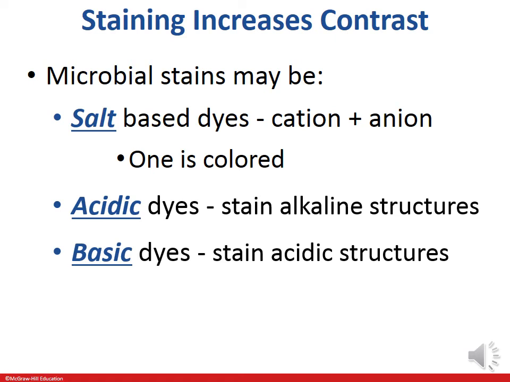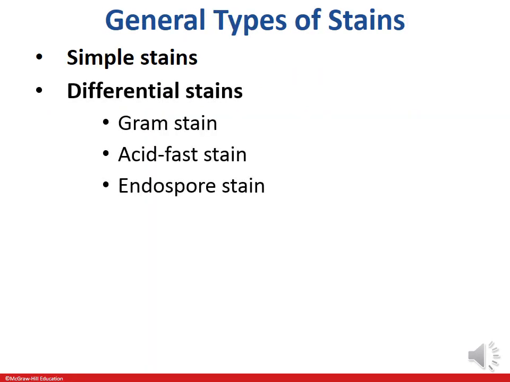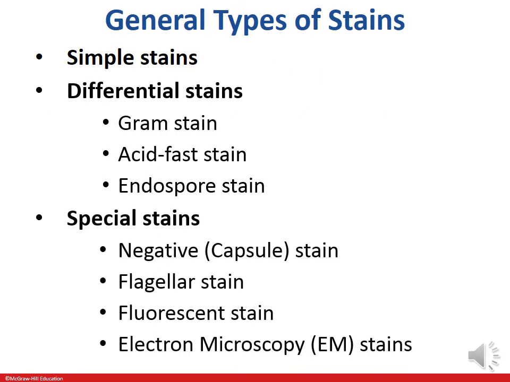Now, most commonly, we're going to use basic dyes. So think about all the acidic structures on every living cell when you think about the cell membrane. You have the phospholipid membrane, the fatty acid tails are going to take up pretty much any basic dye that you put on them. So we're going to look at these three different groups or general types of stains.